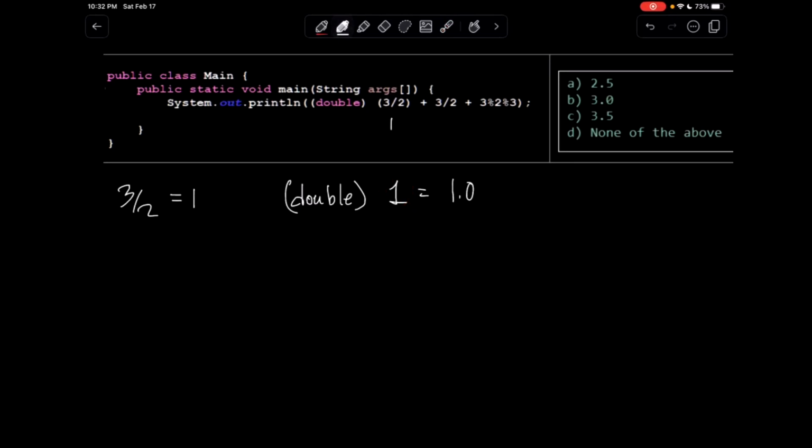So now we have 1.0. And then using that left to right principle, I'm going to add 1.0 to whatever this evaluates to. Thankfully, we already did that, right? We already know that 3/2 integer division is just equal to 1, so I can just put that down. So what is 1.0 plus 1? It's going to equal 2.0.